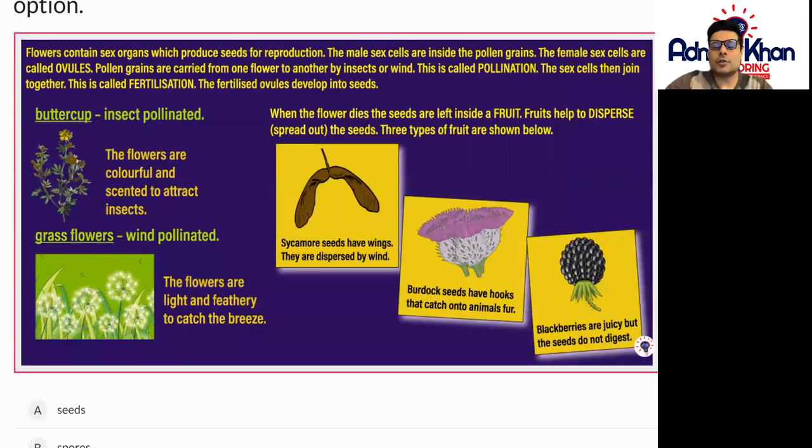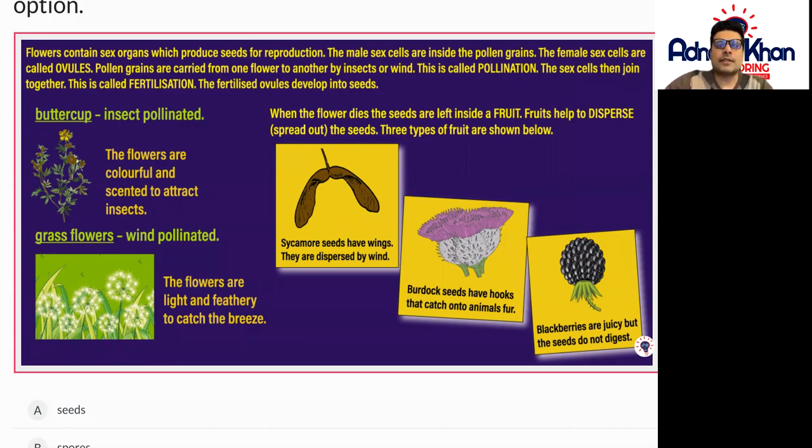Hello and welcome to this topic, part two, which is classification. And we're looking at plants with flowers, in other words, flowering plants. So just a quick recap, what is classification? There are millions and millions of organisms and species in the world, and scientists have grouped them into certain groups. And that's what we call classifications.